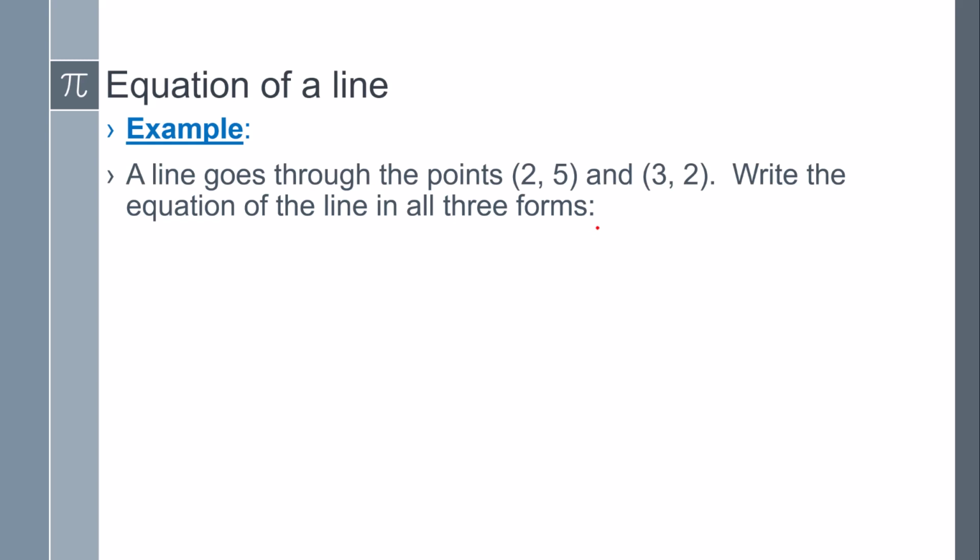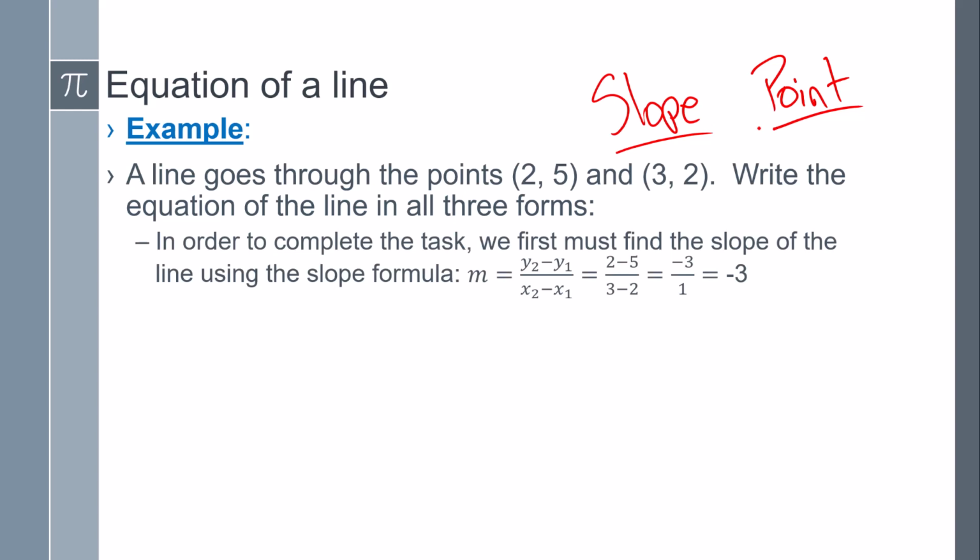Now, to be able to create a line, we need 2 pieces of information. We need a slope, and we need a point. Once we have those 2 pieces of information, we can create our line. So the first thing I should do is find the slope: y2 minus y1 over x2 minus x1. Simplify it, and you get the slope -3.